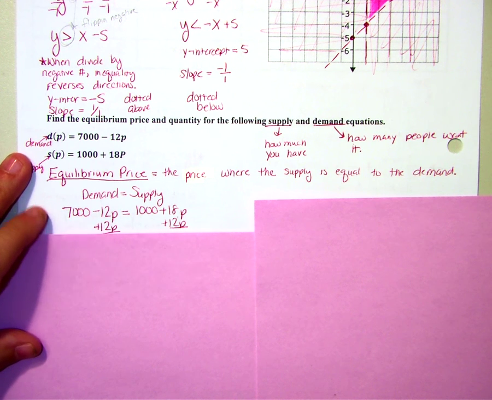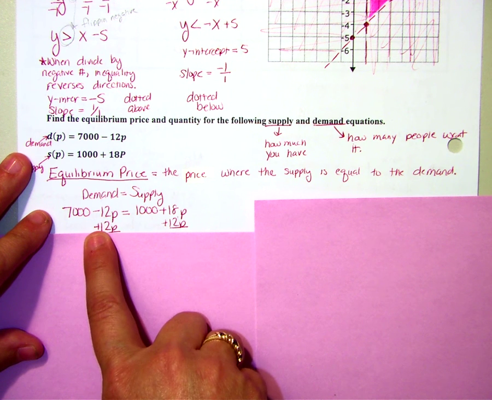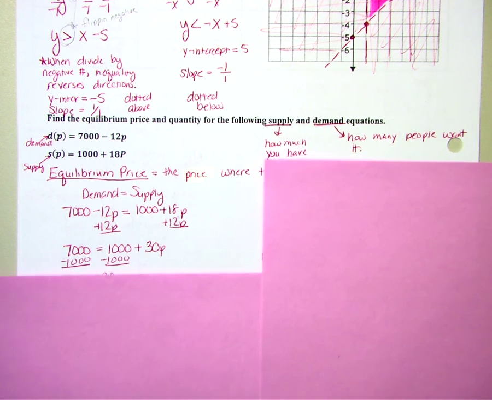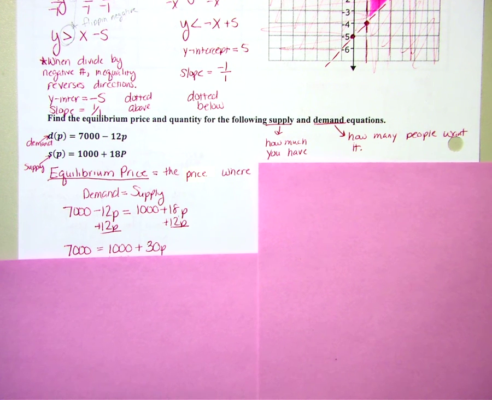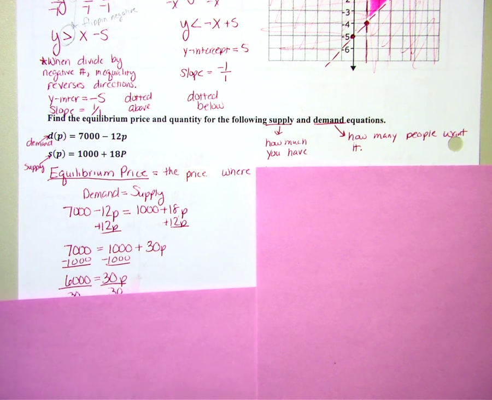I moved 12p over to the other side by doing my inverse operation. That was originally subtraction, so the inverse would be addition. Mosey that on over, which means I end up with 7,000 equals 1,000 plus 30p. Move the 1,000 by subtracting, so I end up with 6,000.